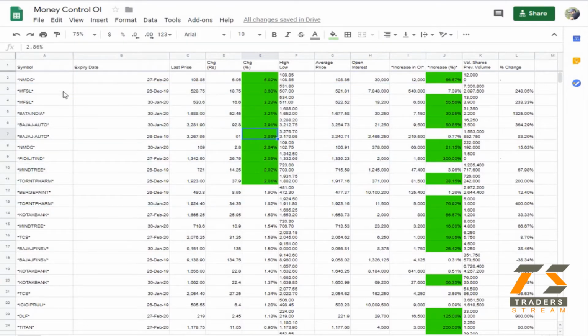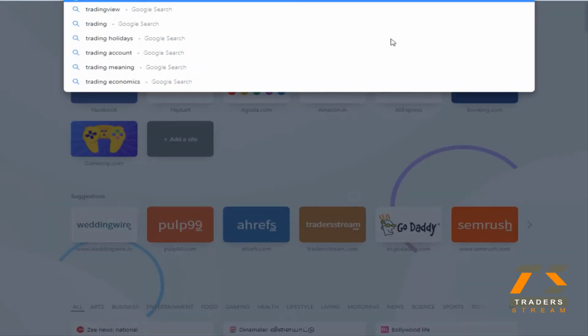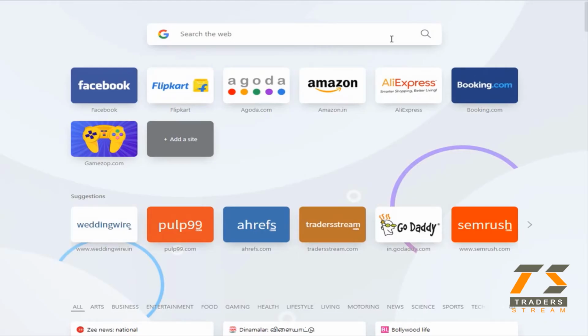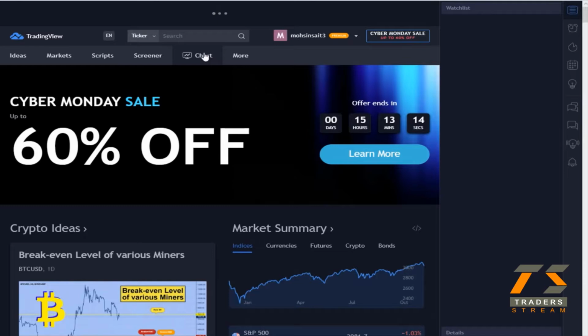Now let's look at the strategy that we can come up with in terms of trading with the help of open interest, because open interest will help us analyze how the money is moving, whether it is moving towards the buying side or the selling side. That's the information that you can get from open interest. Now let me go ahead and show you the chart of TradingView. Let me open TradingView and tell you how you can use the open interest data and come up with a trading strategy.